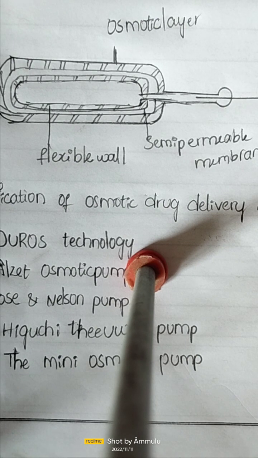The Higuchi-Theeuwes pump and the Rose and Nelson pump are both similar. There is a small difference: this device is put in an aqueous environment to release the drug, but in the Rose and Nelson pump, no such environmental placement of the drug is seen.